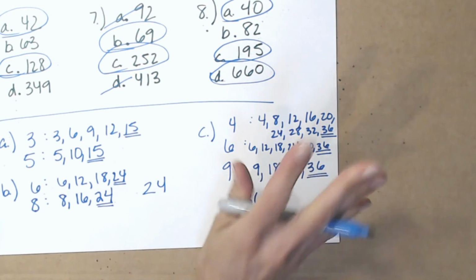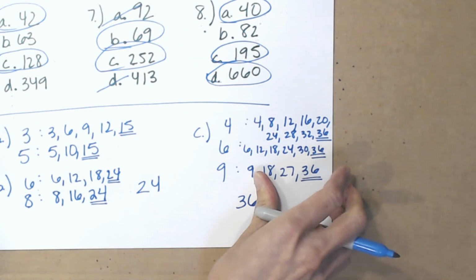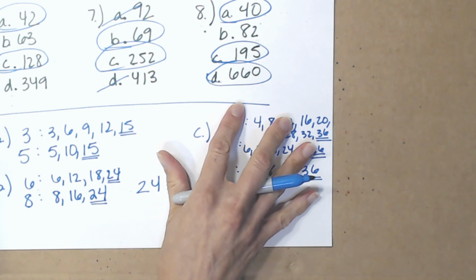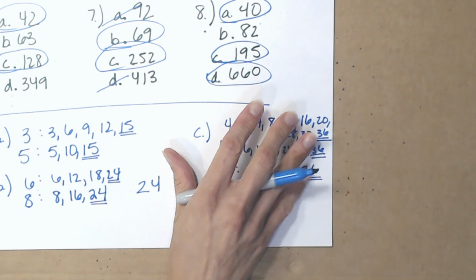All right, now I think I've covered all the questions. So for the quiz for next week, make sure you know how to find factors, make sure you know how to find multiples, greatest common factor, lowest common multiple, and you should be good if you can do that.